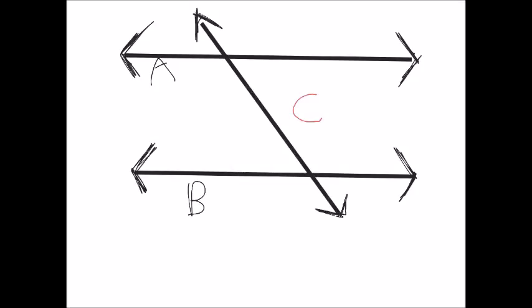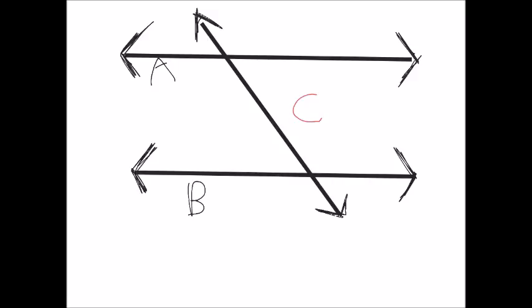Hey guys, today I'm going to teach you about transversals. In this image, we have two parallel lines and a transversal that intersects them. The parallel lines are A and B, and the transversal C intersects them. So in this image, if we know one angle, we can figure out all the other angles.